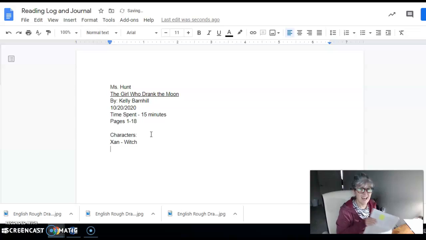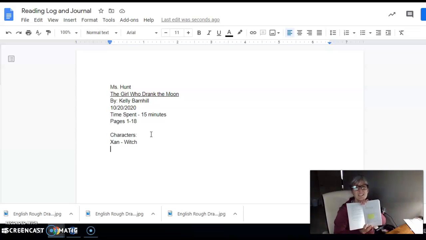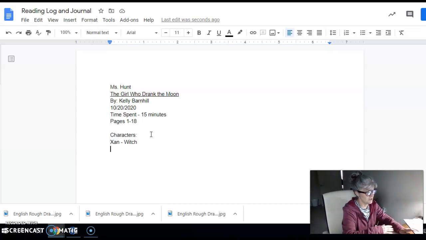I also put some sticky notes in my book to help me keep track of names, because some of the names in this book are a little different. They're not names you would expect, so I've put some sticky notes, because sticky notes are a great way to keep track of information in your book. I can just move the sticky notes without having to write in my book, without having to mark in my book.